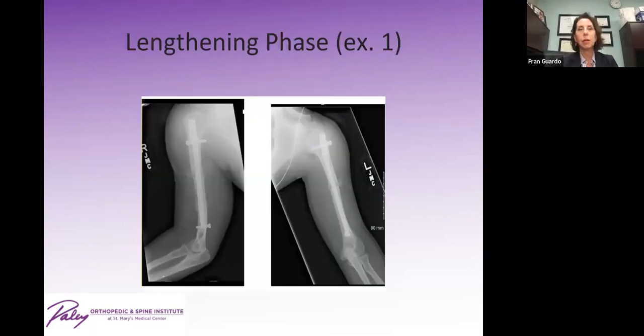Okay, so this is the internal precise nail. And this is just an example of what that looks like. And this is at the beginning of a lengthening. And you can see the osteotomy right here. They usually distract a little bit in the OR just to make sure everything's working well.